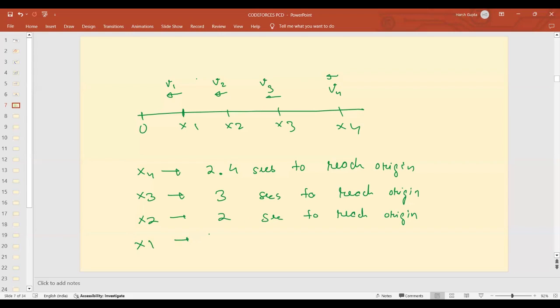X1 takes, let's suppose, 3 seconds to reach the origin. Okay.